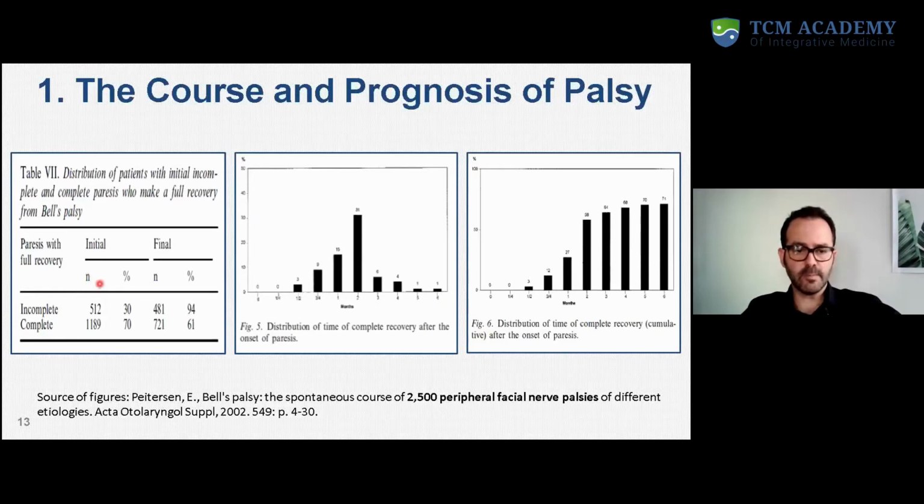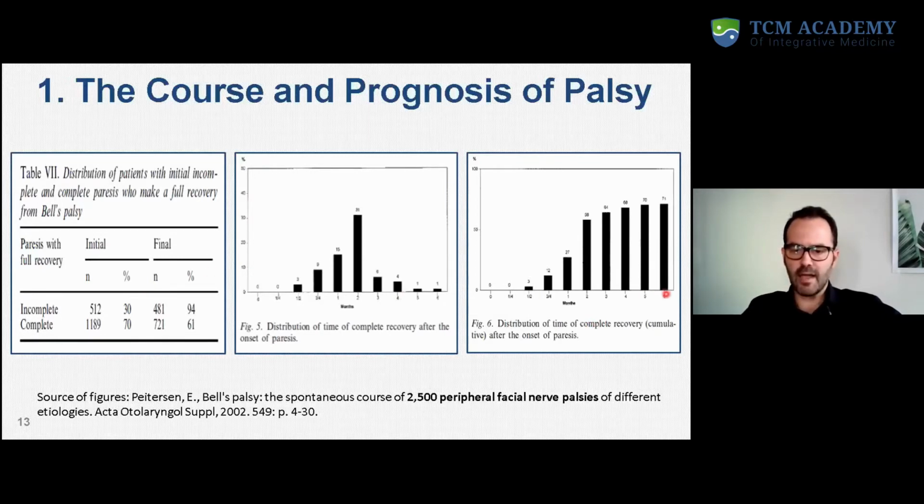And as you can see, 70% of them had a complete paralysis, while 30% of them, 512 patients, had incomplete paralysis. The patients who had incomplete paralysis, the majority of them, 94%, fully recovered without any medical intervention. However, of the patients with complete paralysis, only 61%, 721 patients, fully recovered. So if it's a complete paralysis, the prognosis of the disease is totally different.